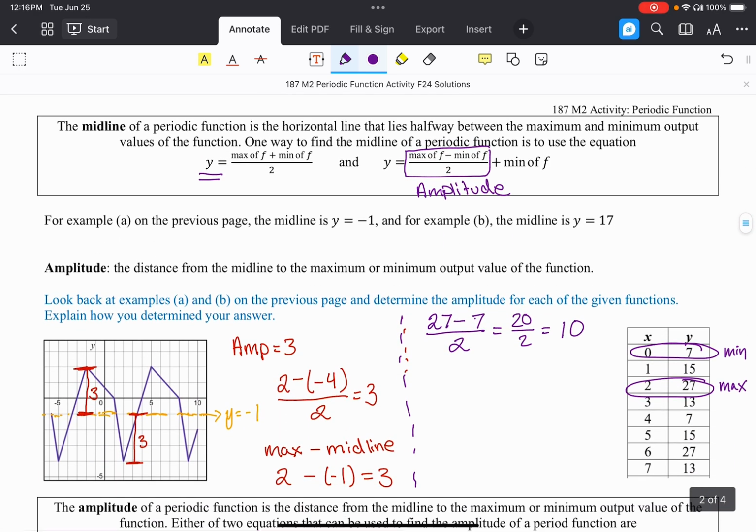Now, another option, here we did max minus midline. You could also do midline minus your minimum value. And so remember, in this case, our midline was at 17, and our minimum value is 7. And so if I do 17 minus 7, I also get 10. And so all of these are different ways to figure out the amplitude.